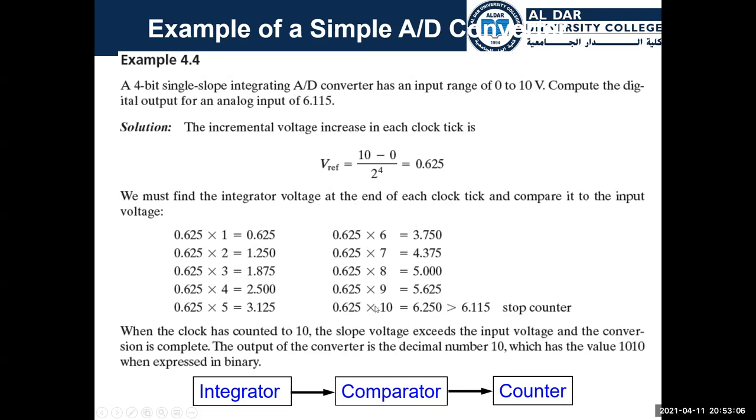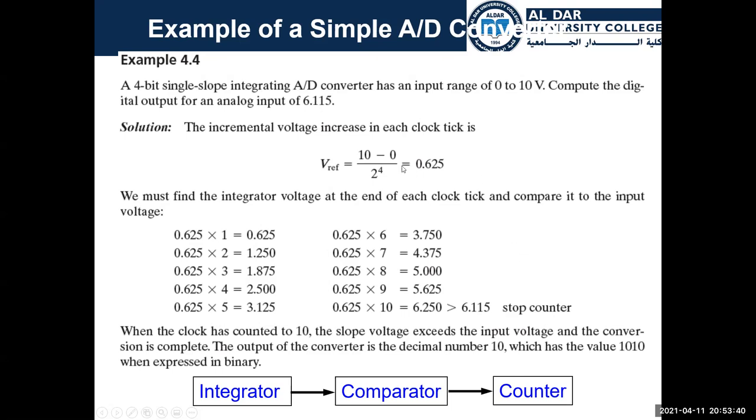Until we have 10: if we multiply 10 by 0.625, this is going to give us 6.250. And this is greater than the analog reference, or the value that we want to convert, which is 6.115. The counter will stop at 10. So this value will be 10. This value is represented as 10 in digital. This is the analog voltage value, and the corresponding digital value will be 10.